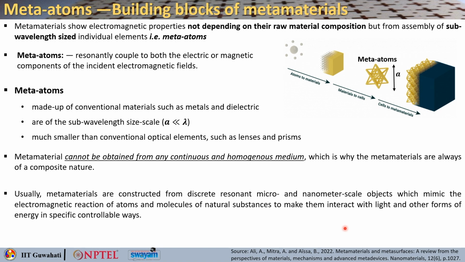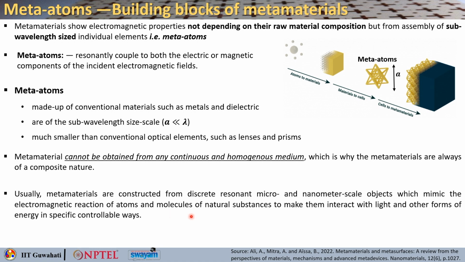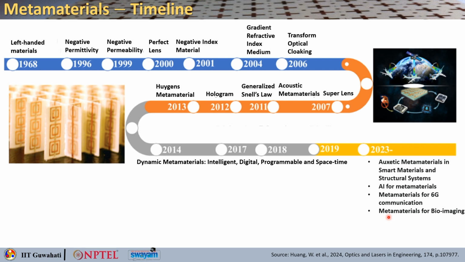Okay. The whole idea is that you have to have the meta atoms sub-wavelength in size. And this will mimic the electromagnetic reaction of atoms and molecules of natural substances to make them interact with light and other forms of energy in specific controllable ways. So, here is a brief timeline of metamaterials.